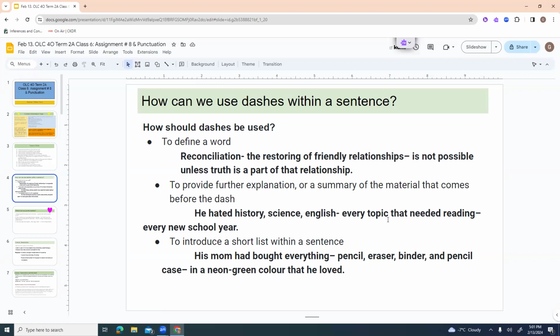He hated history, science, English — every topic that needed reading — every new school year. You can also use it to introduce a short list within a sentence. His mom had bought everything — pencil, eraser, binder, and pencil case — in a neon green color that he loved. Now, you wouldn't use it for a long list because it would get too unwieldy, but it will work for a short list.